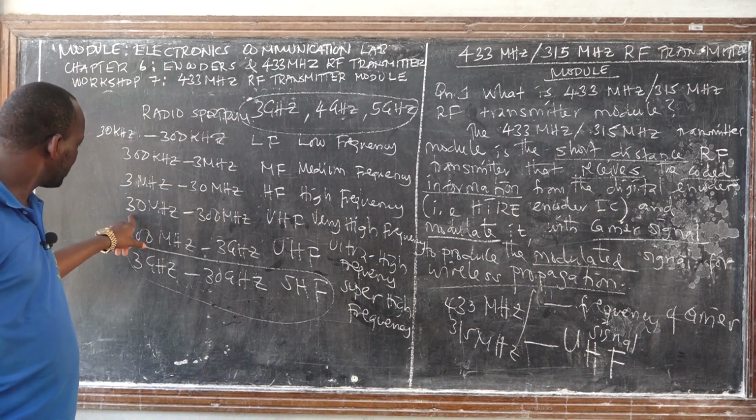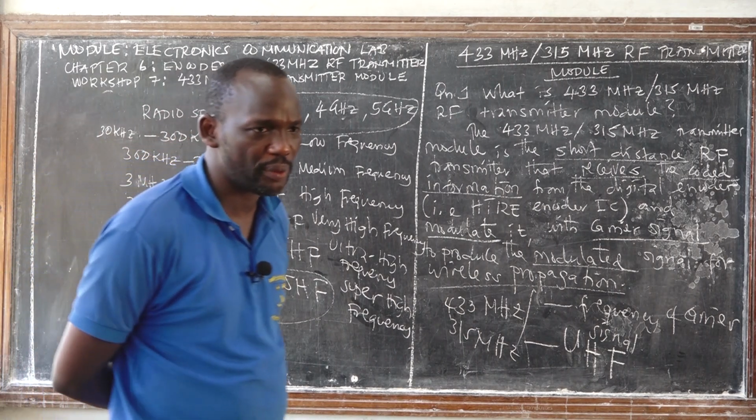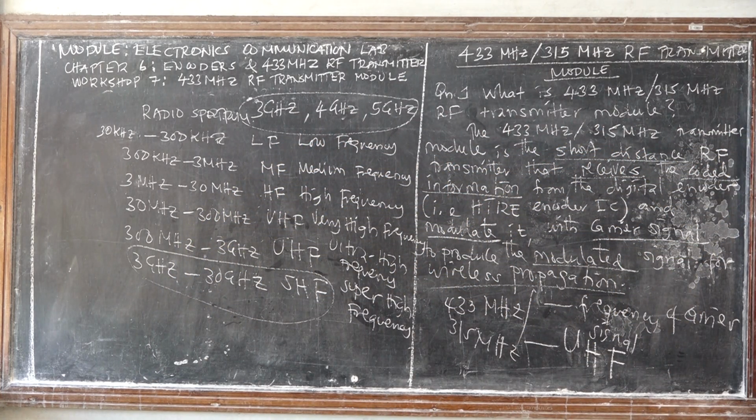Then for this one, 30 megahertz up to 300 megahertz. Tell us one of the telecommunication devices that operate within that frequency, bandwidth, or spectrum. There is a very important telecommunication instrument that you are using often, operating within that frequency. Fatuma, tell us one of the telecommunication devices operating within 30 megahertz up to 300 megahertz.